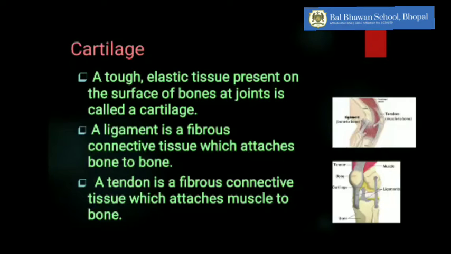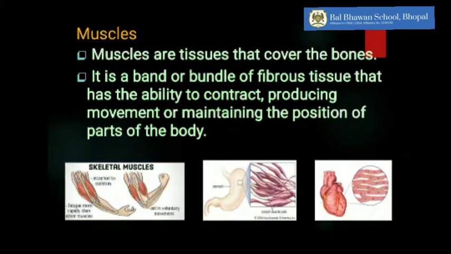Now next is the ligament. They are fibrous connective tissue which attaches bones to bones. And the third one is tendons. They are again fibrous connective tissue, but they attach muscles to bones. Children, please remember, ligament connects bones to bones and tendons connect muscles to bones. And cartilage, it is present between the bones. And your ears and nose also are made up of cartilage. That's why it is not very hard like a bone.